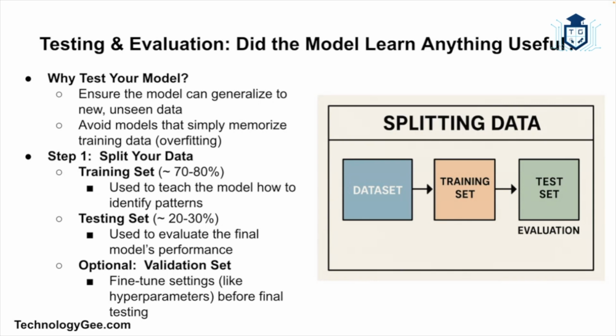And how do you do this? Well, the first thing you're going to do is what is called splitting your data. Most machine learning workflows involve splitting your data set into a training set, and that's usually about 70 to 80% of the data, and this is used for training the model. And then the other 20 to 30% is called the testing set, and this is used for evaluating performance. Sometimes there's also a validation set, and this is used to fine-tune settings before the final test.